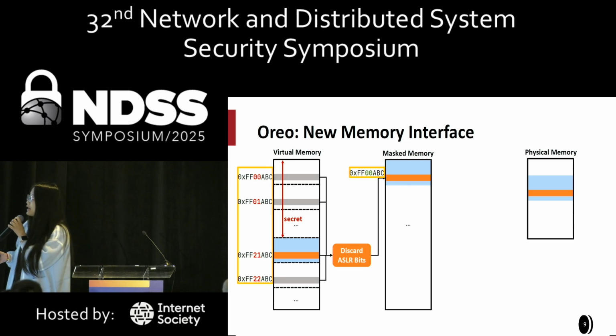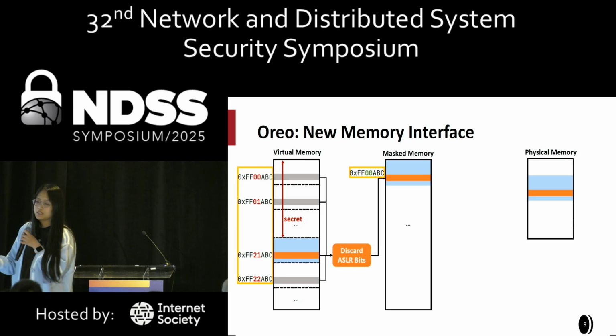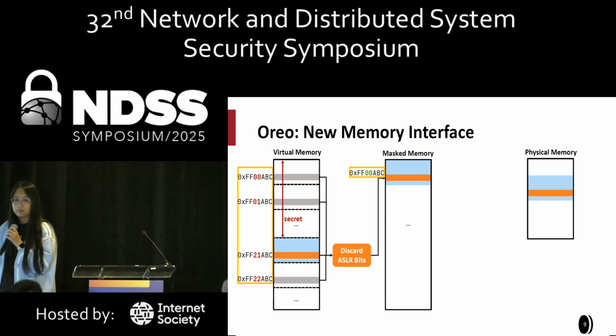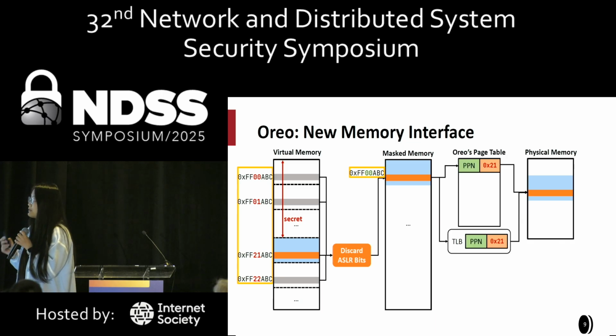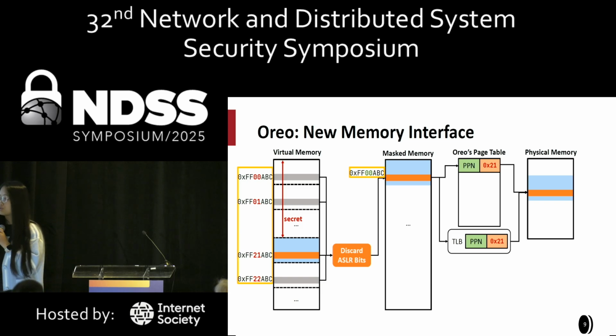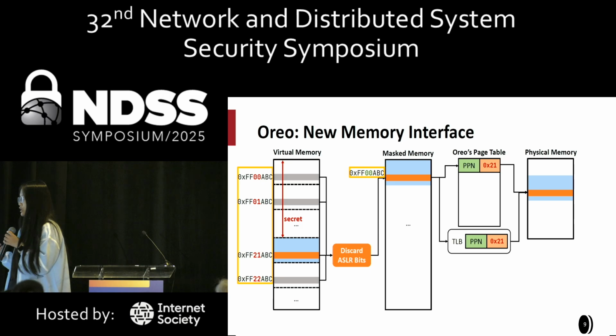Here, the randomized address FF21ABC and other invalid ones such as FF00ABC are all mapped to the same mask address, FF00ABC. By doing this, we redact the secret bits in the virtual address and create a secret independent mask address space. We then use page tables to map the mask memory to the physical memory. We also use unused bits in the page tables to store the ASLR secret bits.